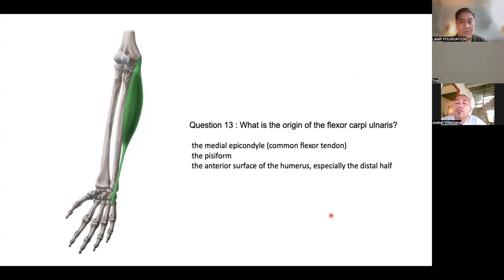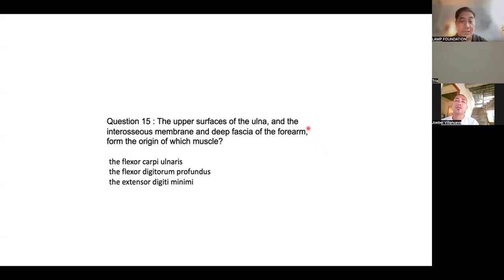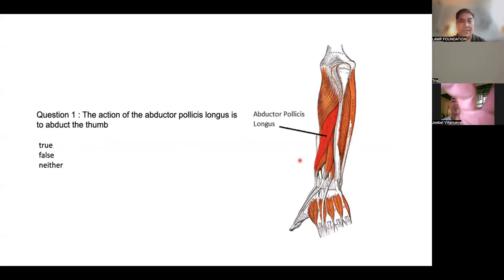What is the origin of the flexor carpi ulnaris? The medial epicondyle common flexor tendon. The dorsal base of the proximal phalanx of digit 5, the extensor expansion, is the insertion of what? Extensor digiti minimi. The upper surfaces of the ulna and the interosseous membrane and deep fascia of the forearm form the origin of which muscle? The flexor digitorum profundus.